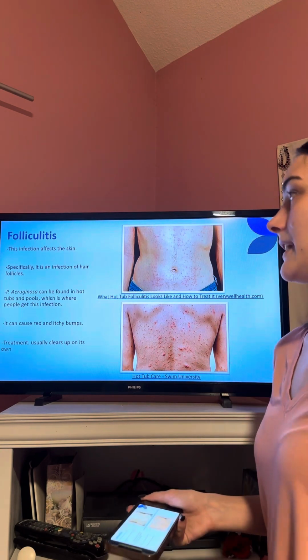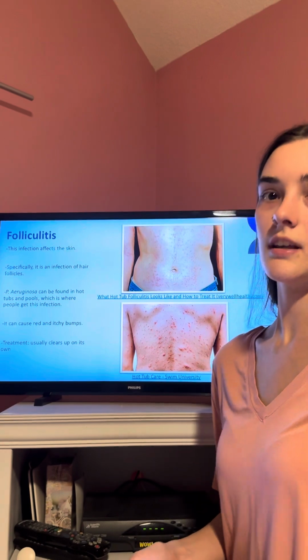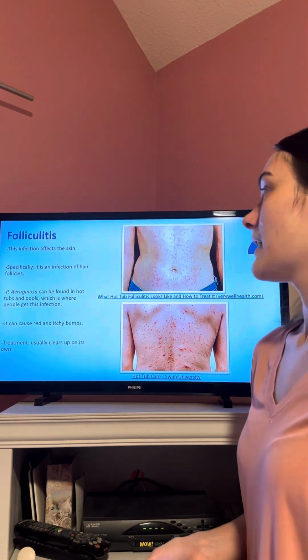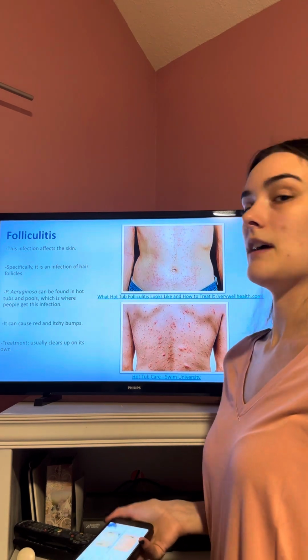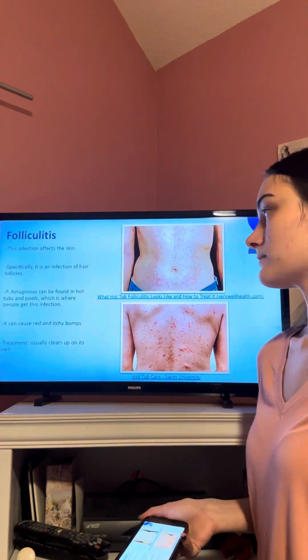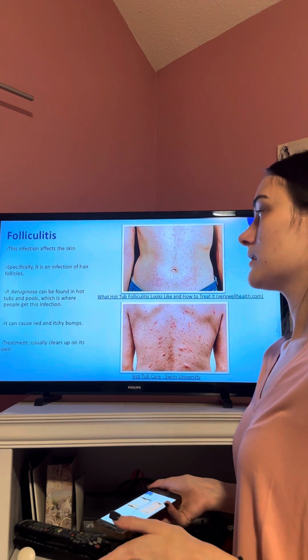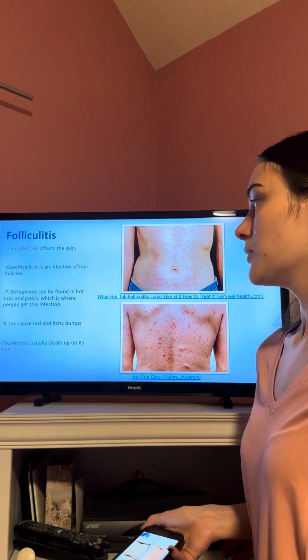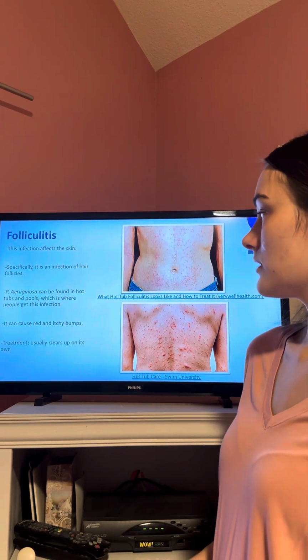Folliculitis, more specifically hot tub folliculitis, is what this bacteria causes. It affects the skin, as you can see here. Specifically, it is an infection of the hair follicles on your skin. The bacteria can be found in hot tubs and pools, which is where people get this certain infection, which is why it is called hot tub folliculitis.